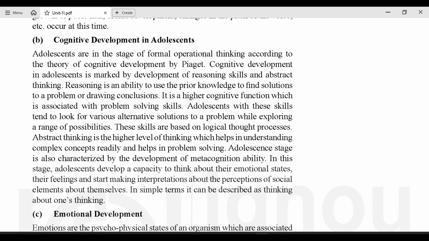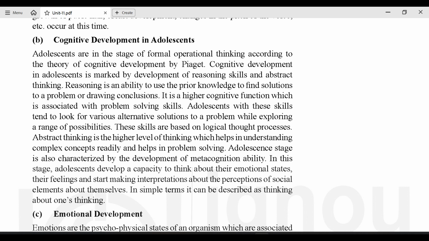Cognitive development in adolescence. Adolescents are in the stage of formal operational thinking according to the theory of cognitive development by Piaget. Cognitive development in adolescence is marked by development of reasoning skills and abstract thinking. Reasoning is an ability to use prior knowledge to find solutions to a problem or draw conclusions. It is a higher cognitive function which is associated with problem-solving skills. Adolescents with these skills tend to look for various alternative solutions to a problem while exploring a range of possibilities. These skills are based on logical thought processes.